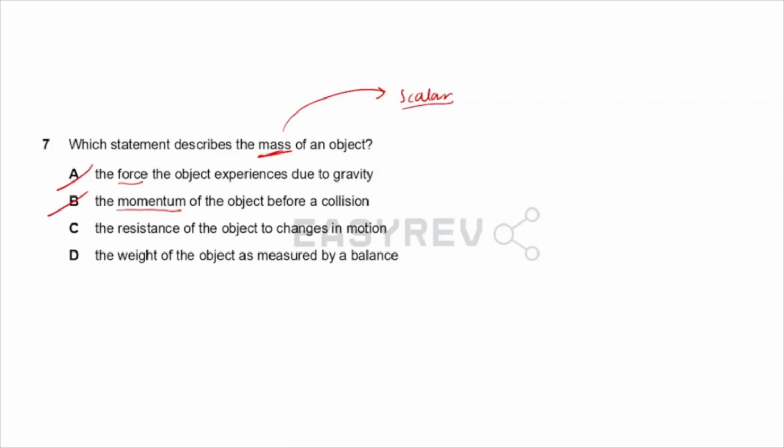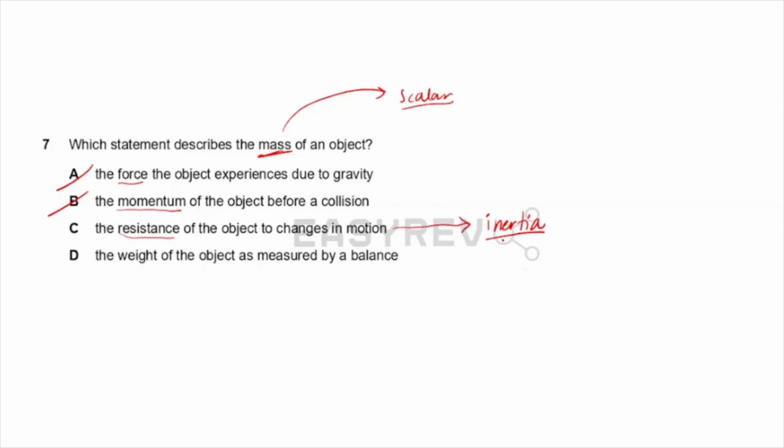Now, if you use the same line of reasoning, you might be inclined to ignore C as well, because when we hear the word resistance, we might think of any resistive force. But for option C, we should be a bit more careful and read the entire statement. It says, the resistance of the object to changes in motion. This is basically referring to the ability of an object to resist any changes in its motion, which we remind ourselves is actually a property of inertia.